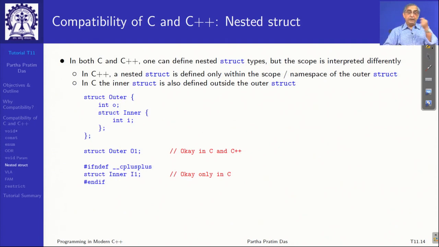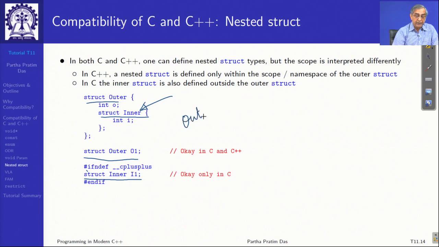Nested structure, you will understand from your discussions on the namespace that I can have a structure outer, and inside that I have a structure inner. In outer I can refer to inner in C and C++ in the same way. In C I can refer to inner directly, because every name in C is global, right. But in C++, I cannot refer to inner directly, because every struct is a namespace.